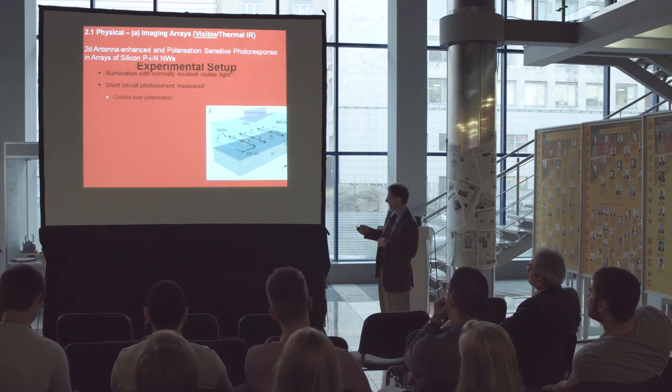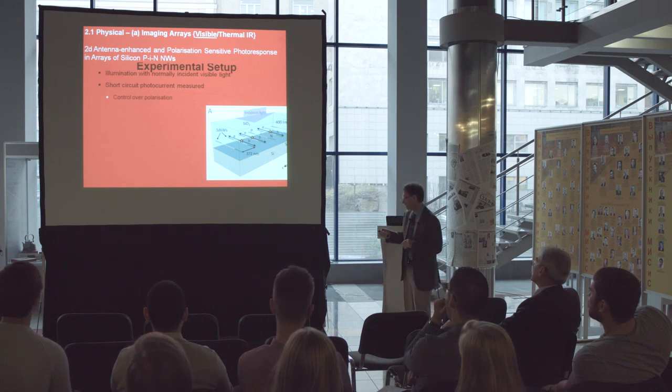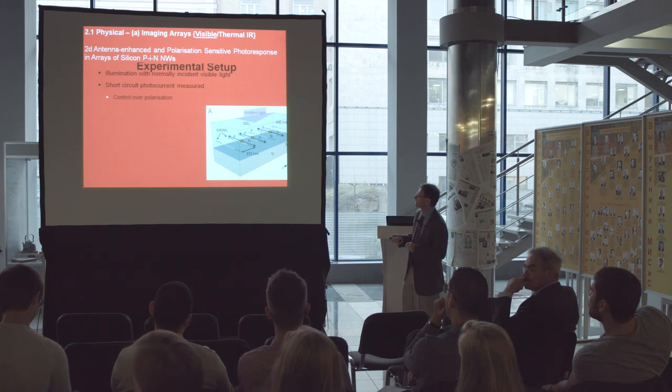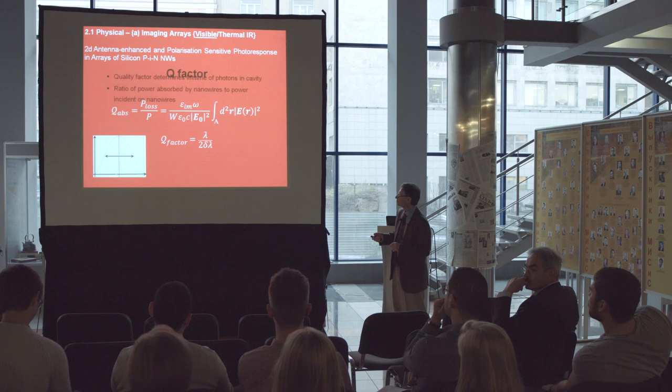And here, again, is a picture of the basic system. You've got these photodiodes. The white region is where the built-in electric field separates the photo-induced electrons and holes, allowing us to measure the voltage across this system. And we can, of course, control the polarization here.